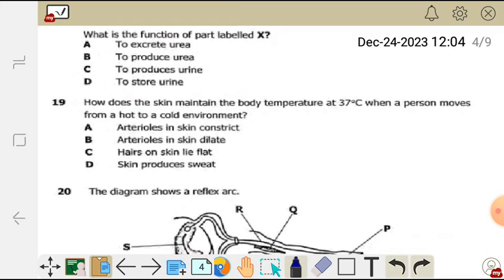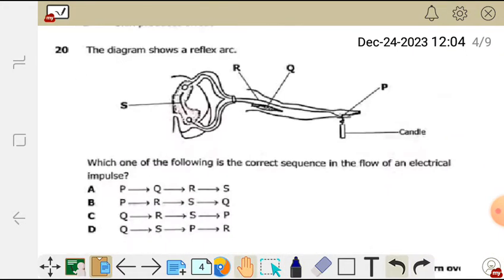And then the skin produces sweat when you are in a very hot place. When you are in a very hot place, that's when you sweat. But when you are in a cold environment, sweat won't be produced. So arterioles in the skin will constrict is the correct answer for question 19. Correct answer is A.